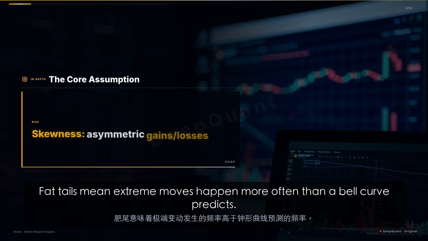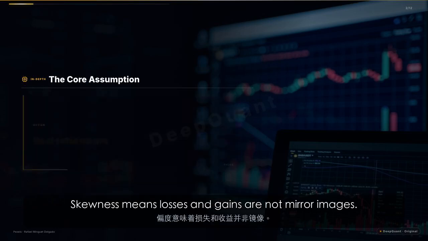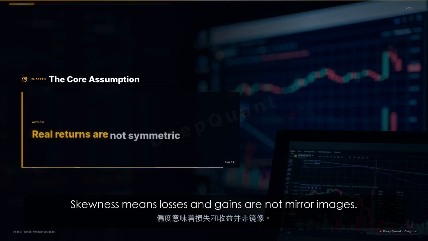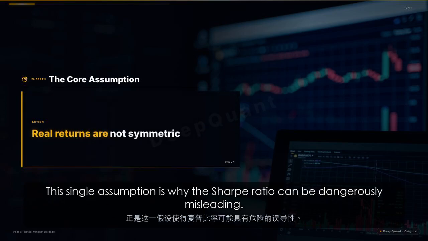Fat tails mean extreme moves happen more often than a bell curve predicts. Skewness means losses and gains are not mirror images. This single assumption is why the Sharpe ratio can be dangerously misleading.